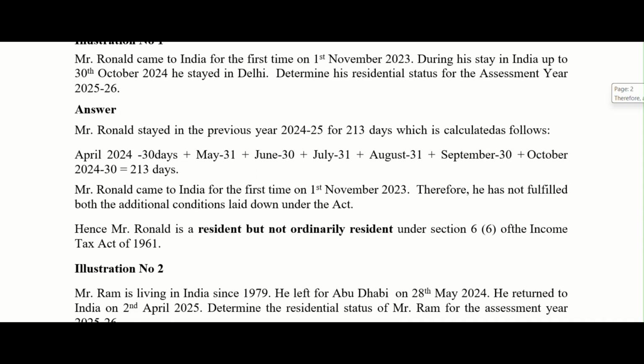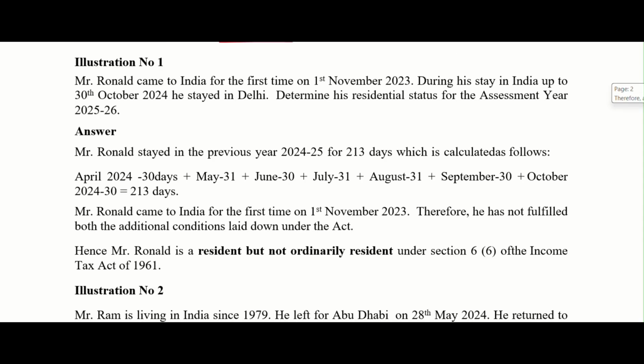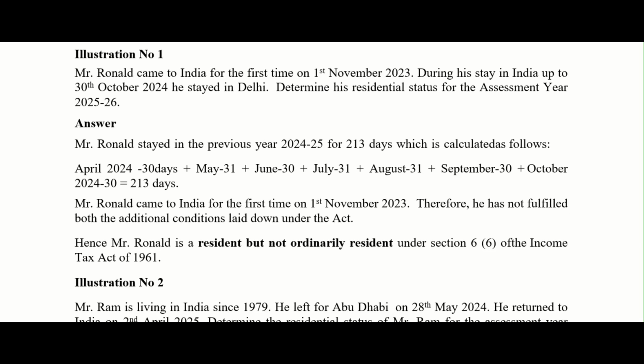Next. For your better understanding, I have taken simple problems to make the concept clearer. Let us discuss the first problem. Mr. Ronald came to India for the first time on 1st November 2023. During his stay in India up to 30th October 2024, he stayed in Delhi. Determine his residential status for the assessment year 2025-26. In this problem I have taken the assessment year as 2025-26 and the financial year as 2024-25. If you want to change, you can change the assessment year and financial year based on the dates. That is the one thing you need to consider.